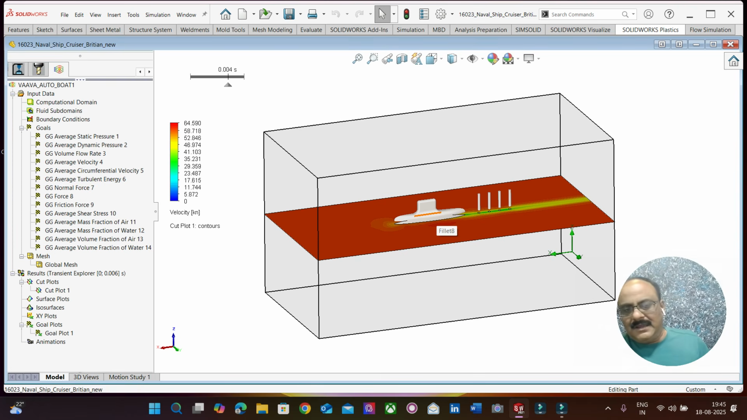The next is going to be the mathematical simulation, the calculations, based on which there are certain goals that I am going to define. Why I am defining a goal is that I need to understand the outputs which I need. The outputs that I want are static pressure, dynamic pressure, then we need a volume flow rate, average velocity, the circumferential velocity, the turbulent energy, and the normal forces. What are the forces acting on the structure, the submarine walls.